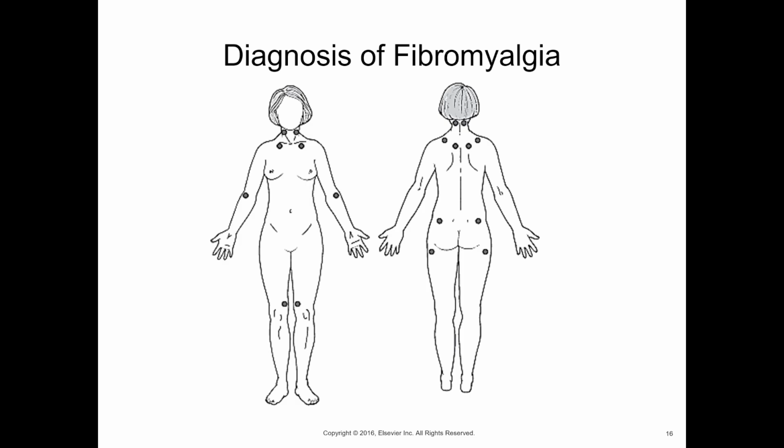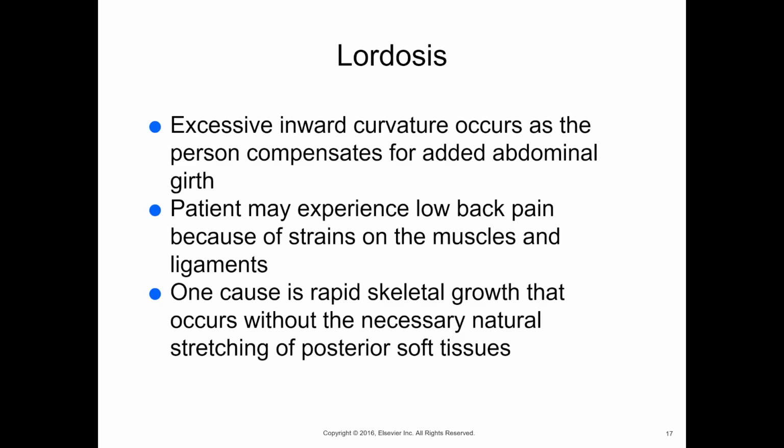So here are 18 tender points. To officially be diagnosed with fibromyalgia, the person has to essentially have what's called a jump sign upon palpation of each of at least 11 of these tender points. A jump sign is essentially when you're barely palpating on somebody, it causes them so much pain that they actually have a movement-based reaction to it.